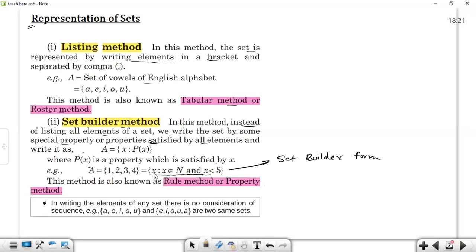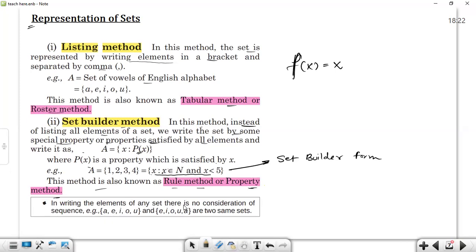Here we do not have to modify x. Basically, it is a function of x only, like f of x is x only, so p of x is x only. That is why they have written x belongs to the natural numbers and x must be less than 5. This is the definition of the set: it should be a natural number less than 5. What is left? Only 1, 2, 3, 4. This method is also known as the rule method or property method. Any doubts? No, sir. Clear?